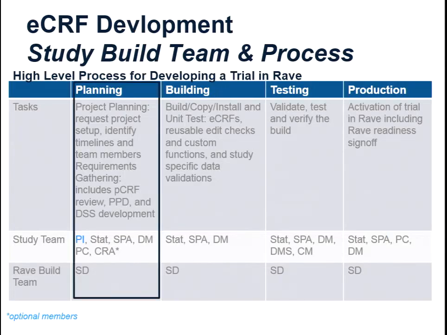All right, so this is kind of an overview of the whole electronic CRF development process, and I've highlighted the column where the investigator is involved. Typically the planning stage, when we're talking about the paper CRFs, that's when we're really engaging the study investigator. Once we have the paper CRFs kind of agreed upon, then the rest of the study team takes those paper CRFs and implements them within the RAVE build. So there's a lot of additional steps, but we typically don't involve the investigators in that aspect.